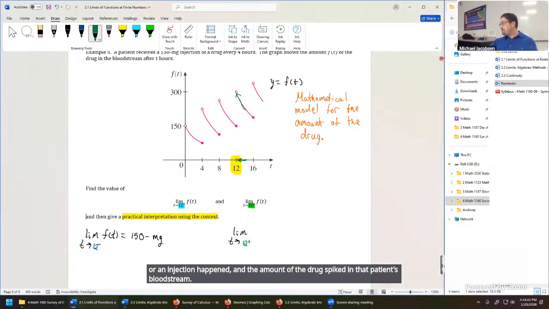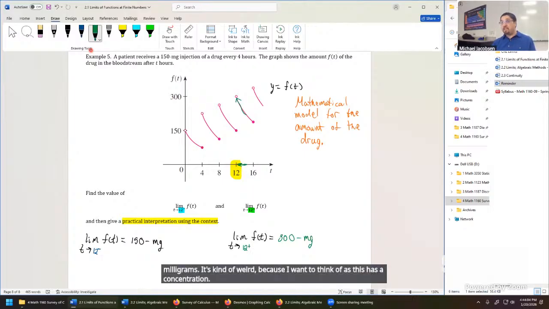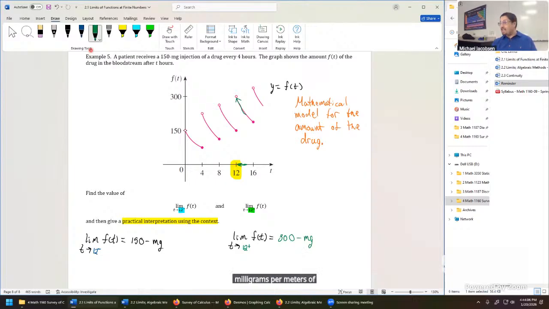So we try to scroll just a little bit. There we go. Looks like it's getting closer and closer to 300, as was mentioned in the chat. So we'll say that the limit for the amount of blood, f of t, is going to be 300 milligrams. It's kind of weird because I want to think of this as a concentration, milligrams per liter of blood, something like that. But this is just strictly the amount of drug itself, not a concentration, just an absolute amount.